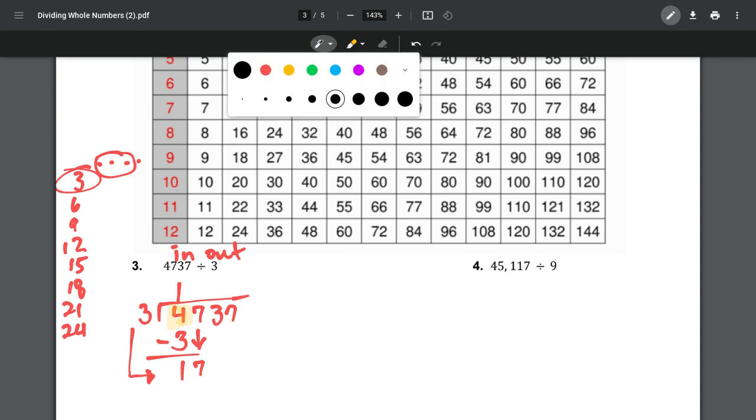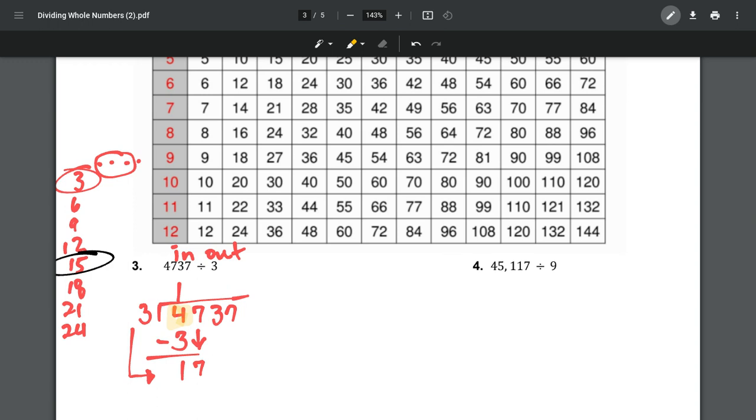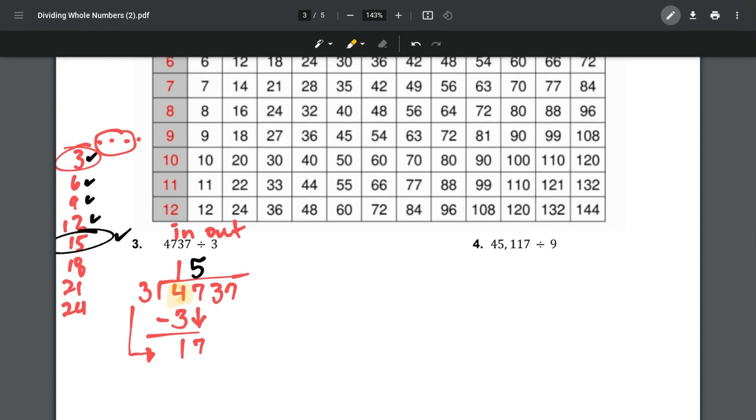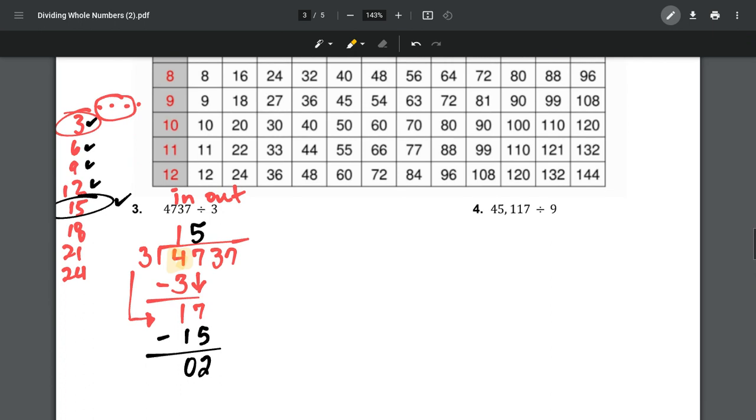So I go here and I say, well, the closest I can get to 17 without going over is right here, 15. If I go to 18, 18 is bigger than 17. That's too many. Well, that's how many groups of 3? That's 1, 2, 3, 4, 5. 5 groups. So the 5 goes above the 7. Okay. Once you figure out how many groups that is, you subtract the number you circle. I circle 15. 7 minus 5 is 2, and 1 minus 1 is 0. After you subtract, you always bring down. And then just repeat the process.